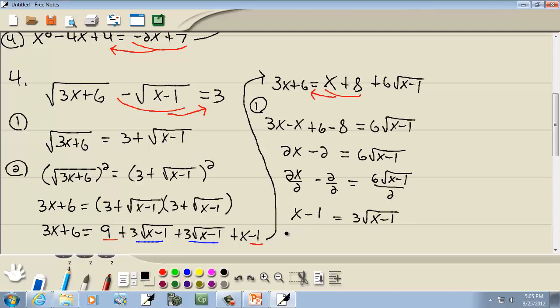So then step 2. Raise both sides to a power equal to the index. This is square root, so we'll square both sides. So we got x minus 1 squared is equal to 3 square root of x minus 1 squared.